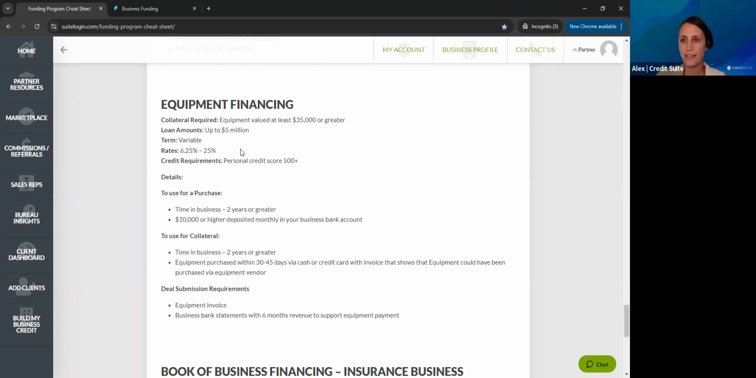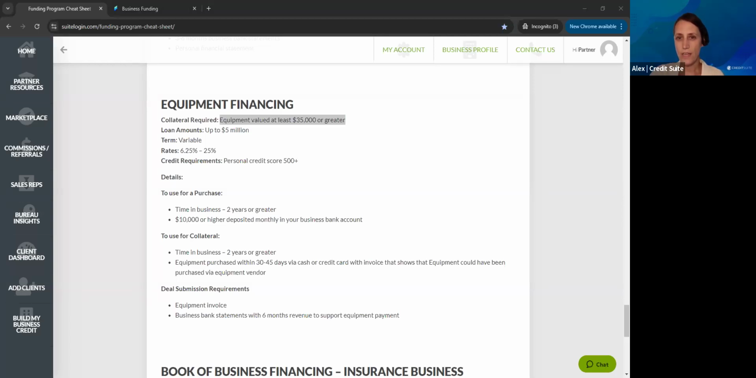Another type of lending here is going to be equipment financing. The equipment financing, having the equipment valued at least 35,000 per piece of equipment or greater. And then going through, if they're looking to purchase equipment and want to have a loan for that, they would need 2 years in business or greater, and then having at least monthly revenue of 10,000 or higher. They've got to be able to prove that their business can make payments back on the piece of equipment, showing that they do have revenue going in and out to be able to stand on that.